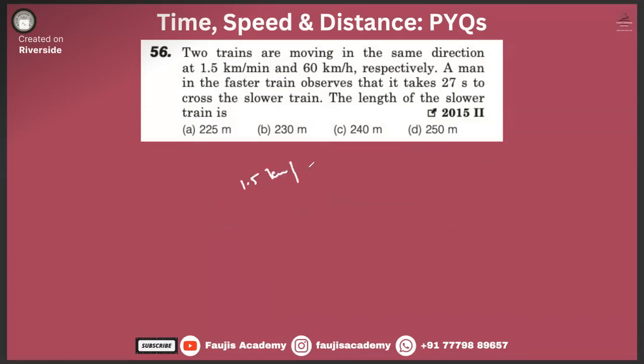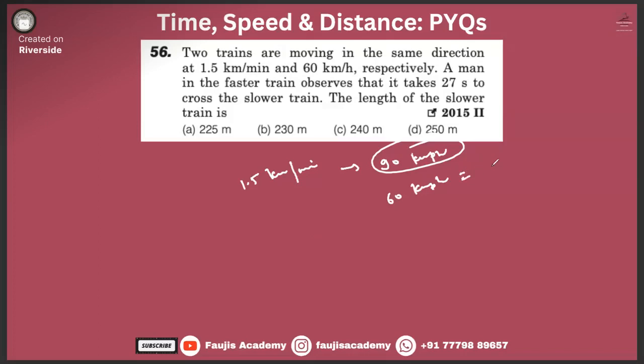1.5 kilometers per minute is nothing but 90 kmph, right? Another one is 60 kmph, same direction, the slower train. Do we even need this 90 kmph data? A man in the faster train observes that it takes 27 seconds to cross the slower train.